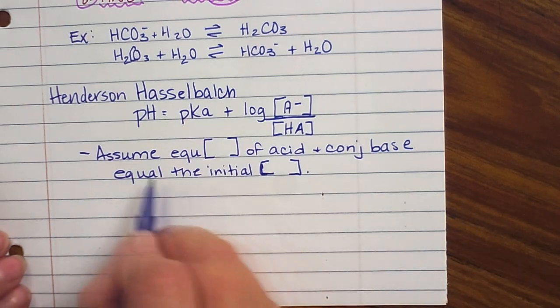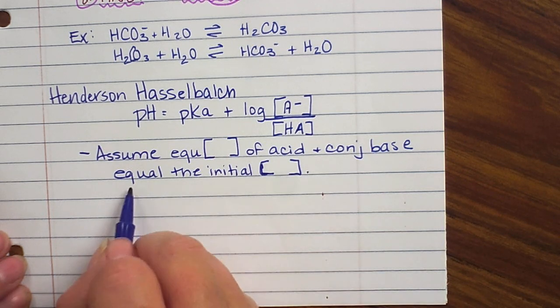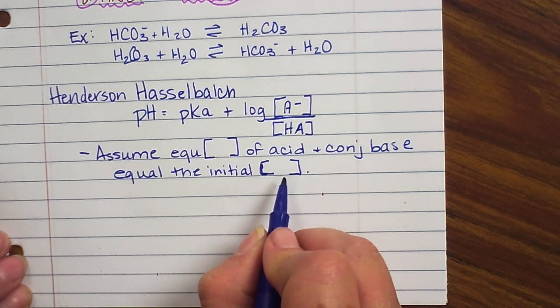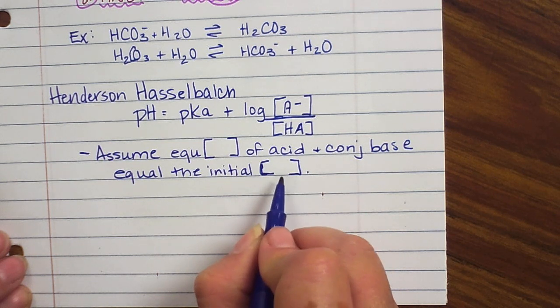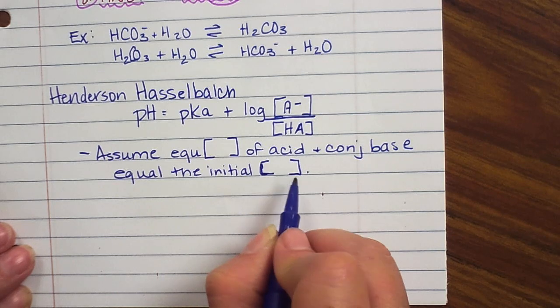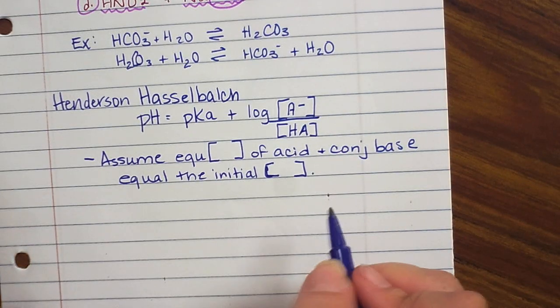All right, so assume that the equilibrium concentration of the acid and the conjugate base equal the initial concentrations. Why? Because they're so close to begin with. Because they're close to each other, the Ka and the Kb are close. They're weak acid, weak base. They're both close to 10 to the minus 7. So it's close, right? Okay.